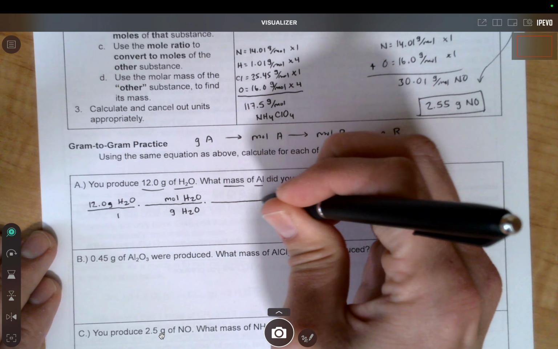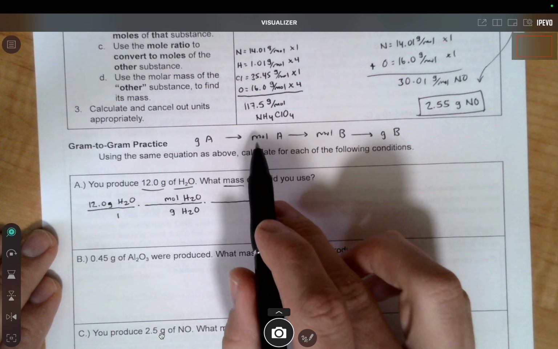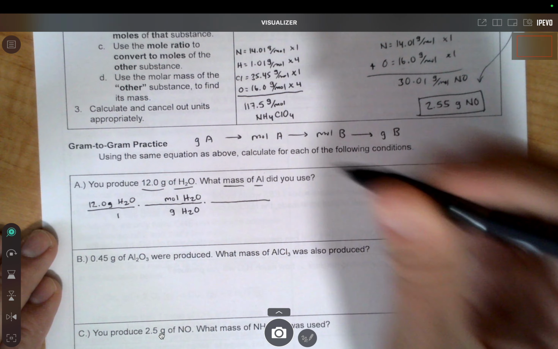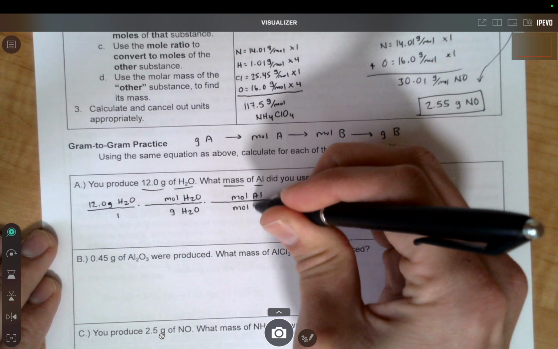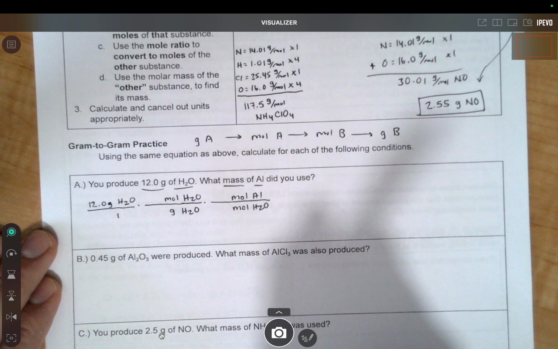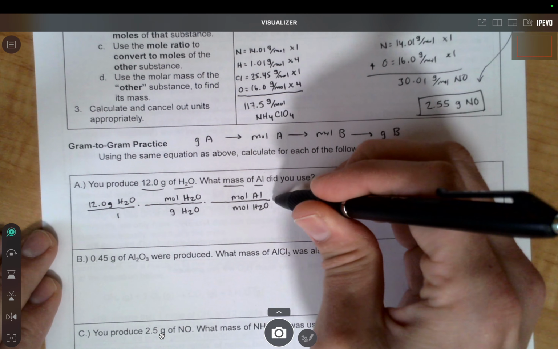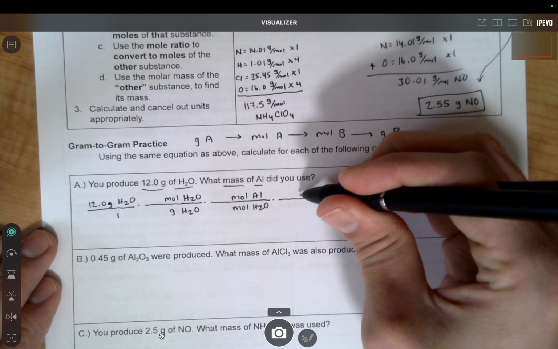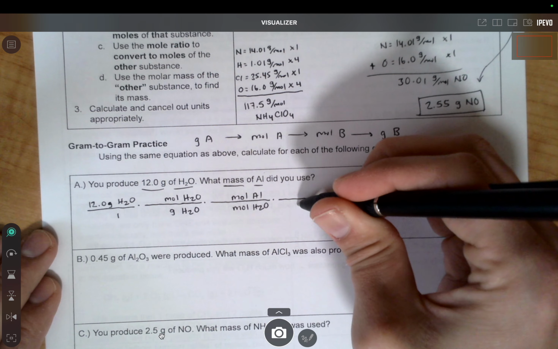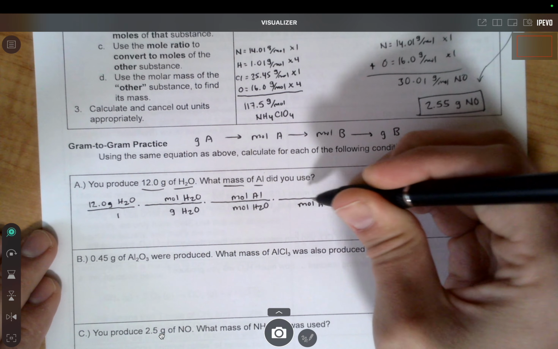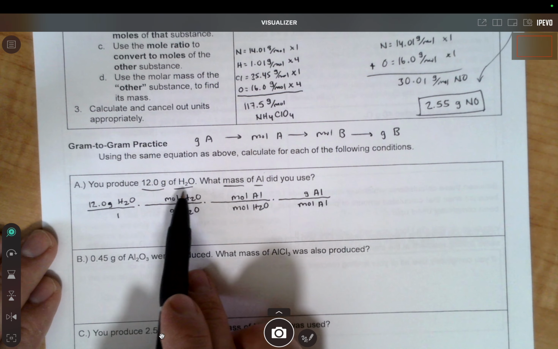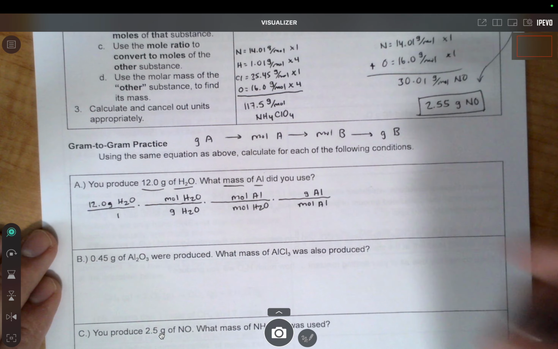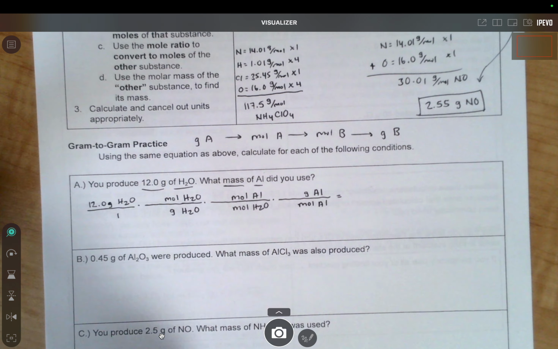I'm actually just going to set up all of my units right now just to prove a point. Moles of A is water, and we're looking for aluminum, so moles of B will be moles of aluminum. And moles of H2O can be set up in the denominator because it was this numerator. Then, lastly, moles of aluminum will go in the denominator, and we can have grams of aluminum up top. See here, grams of A, moles of A, moles of B, grams of B. And when I finally operate all those numbers together, it will give me my answer.